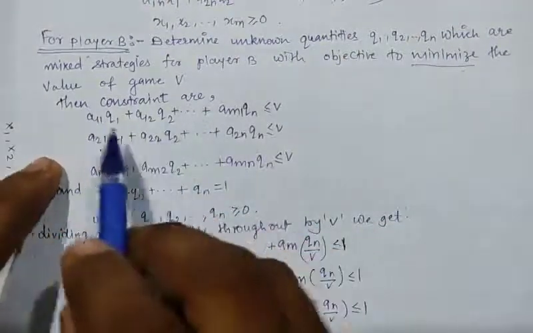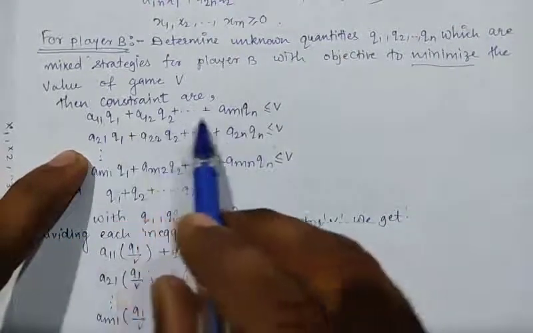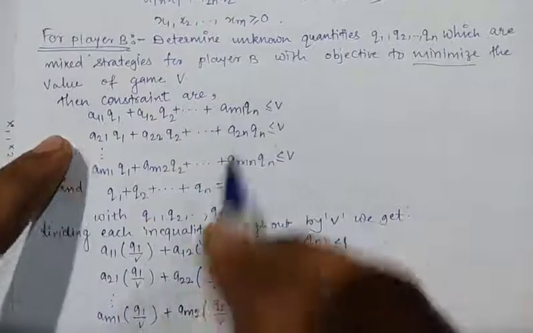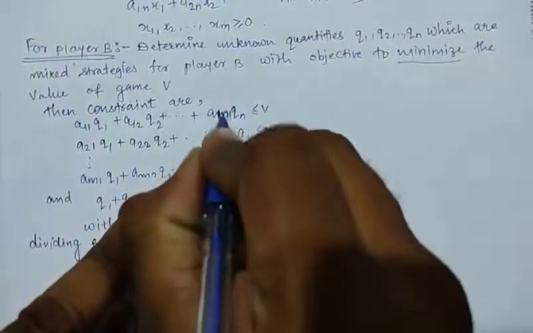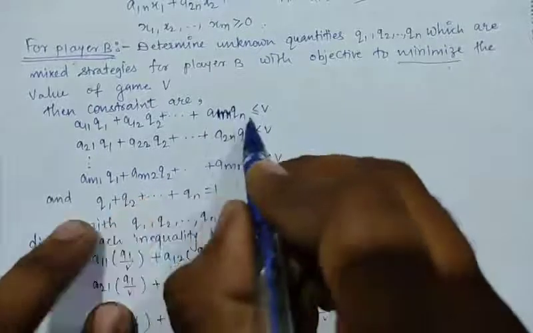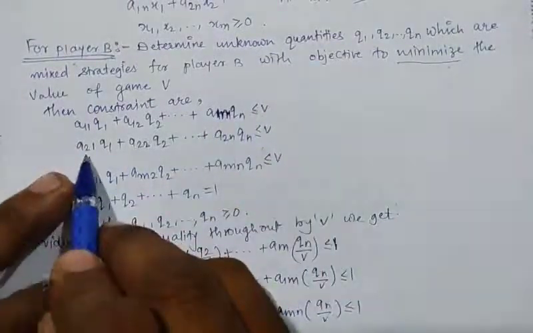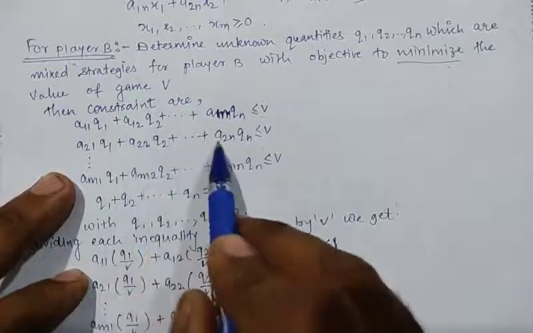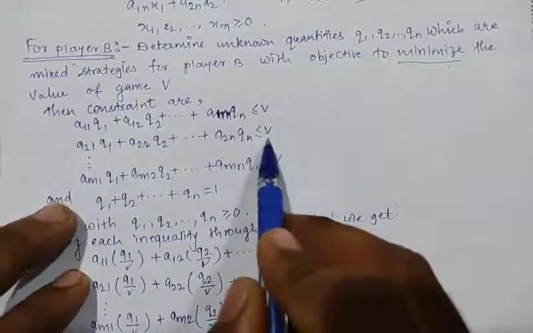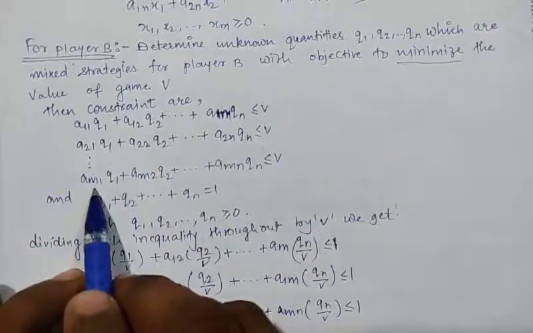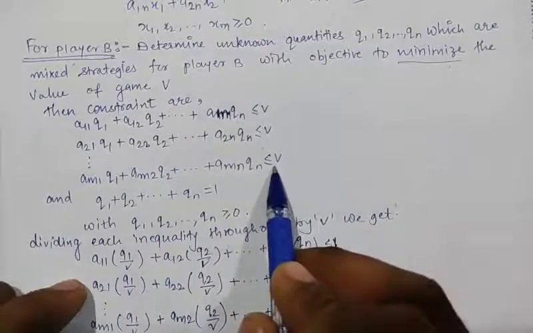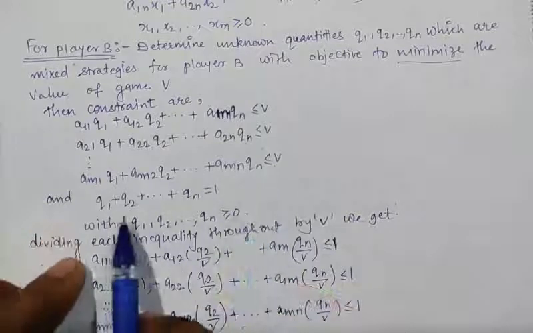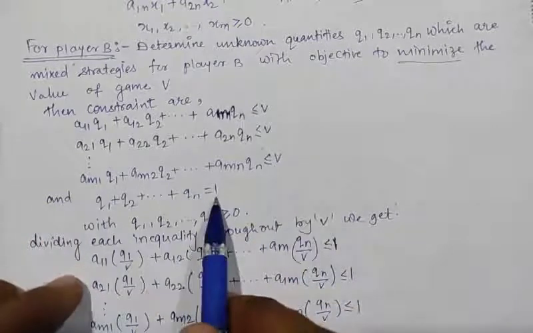So then the constraints are a11 q1 plus a12 q2 plus up to a1n qn less than or equal to 1. Next one is a21 q1 plus a22 q2 plus up to a2n qn less than or equal to 1. And the last equation will be am1 q1 plus am2 q2 plus up to amn qn less than or equal to 1. And q1 plus q2 plus up to qn is equal to 1.